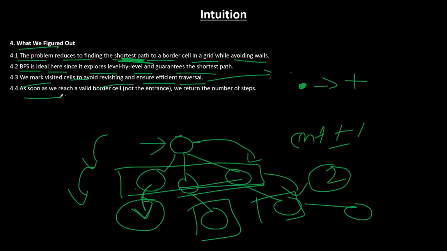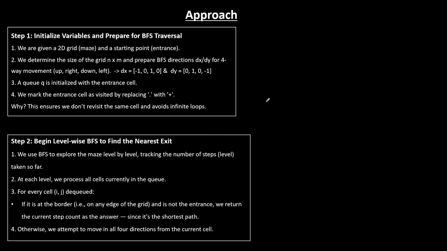Okay. As soon as we reach a valid border cell that is not an entry, we return the number of steps. So I hope you understood the intuition. It is pretty simple and straightforward. Now let's move to the next slide.